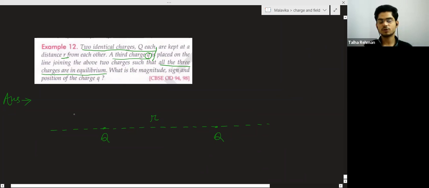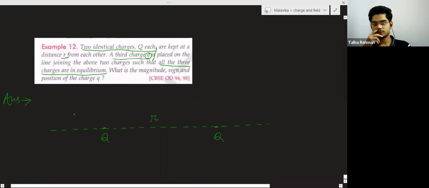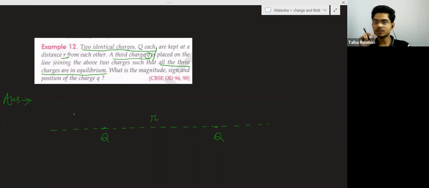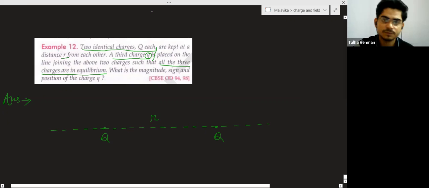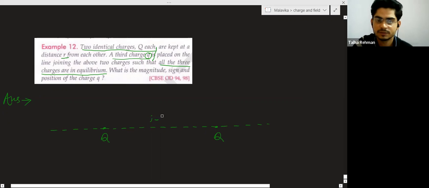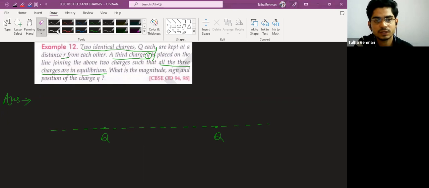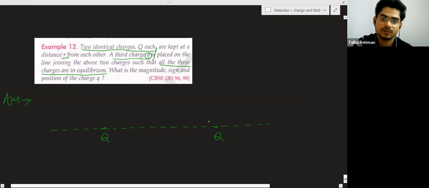And earlier we have solved a question. In that question, there is the equilibrium of only one charge. But this time we have to ensure the equilibrium of all the three charges. So we have to think a little bit. We know the distances are in between. And they are asking what is the magnitude, sign and position of the charge.